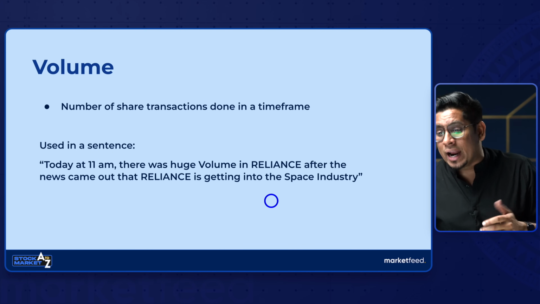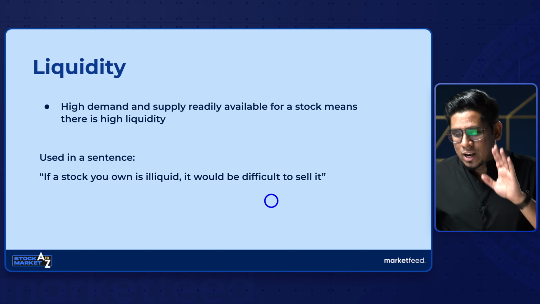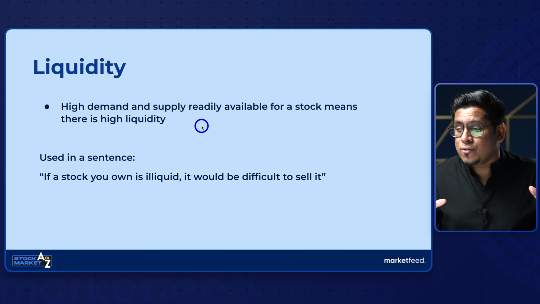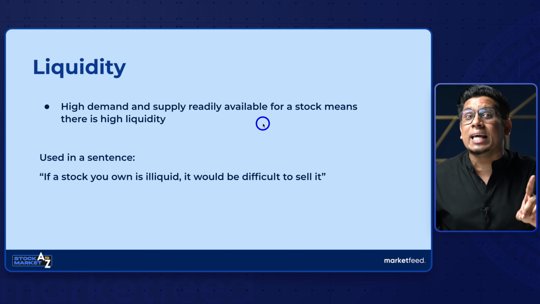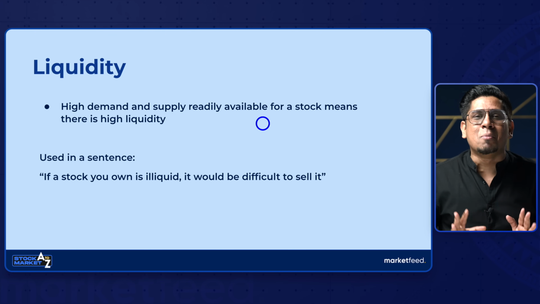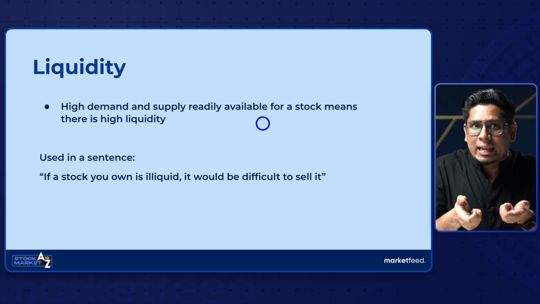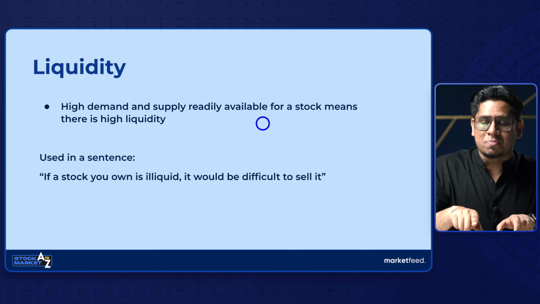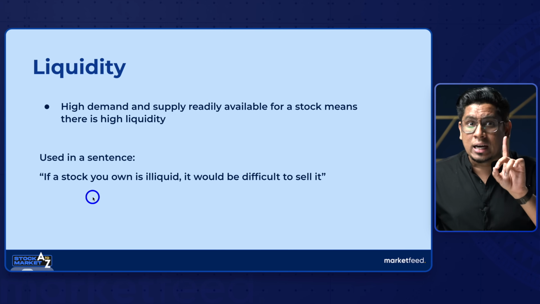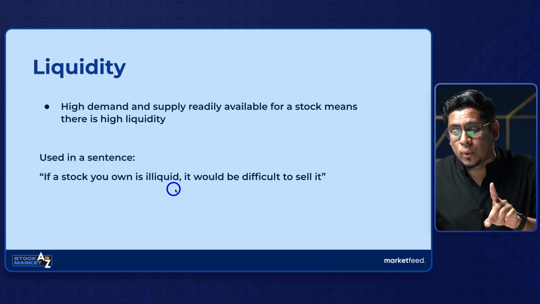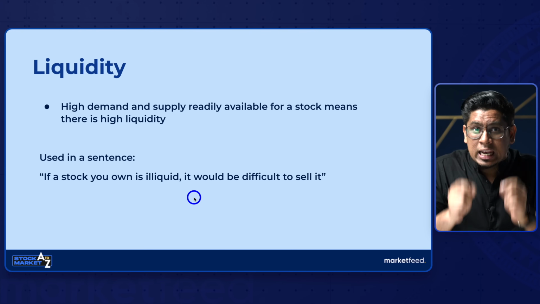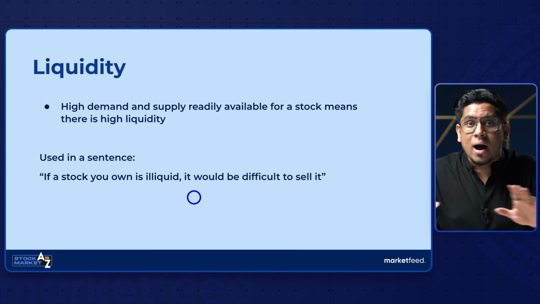Got it? Then let's move ahead to the next term, which is liquidity. Liquidity is when there is high demand and supply readily available for a stock. That is when we say there is high liquidity. When there is a high amount of demand and supply readily available in the market. Now, the opposite of liquidity is called illiquidity. When we look at it used in a sentence, you'll understand this better. If you own a stock and that stock is illiquid, it would be difficult to sell it, right? If it is illiquid, it means that there is no demand and supply in the market.